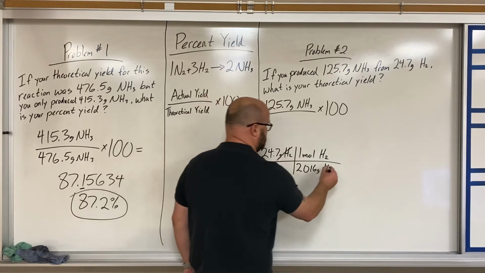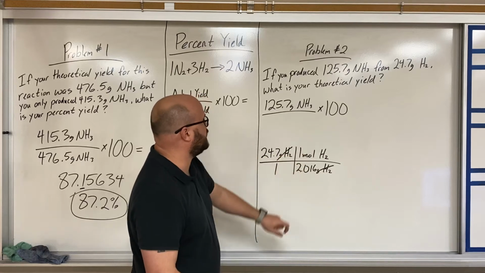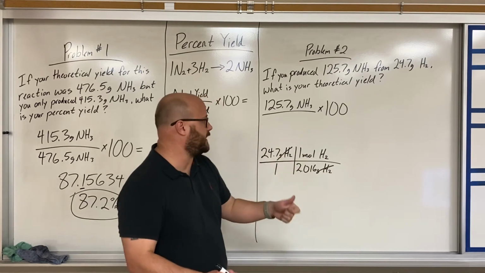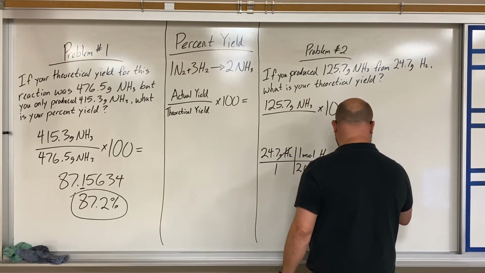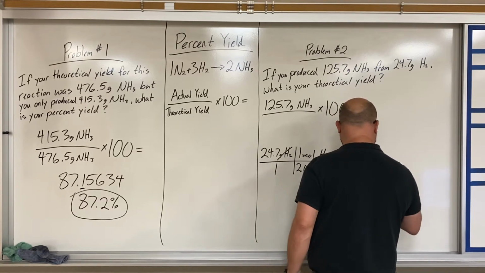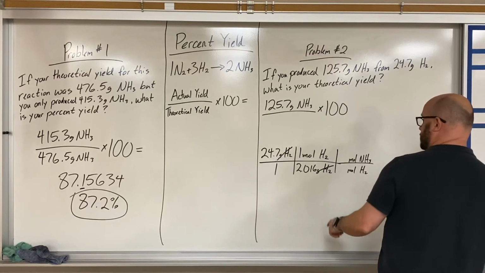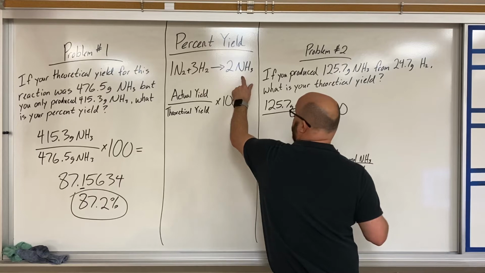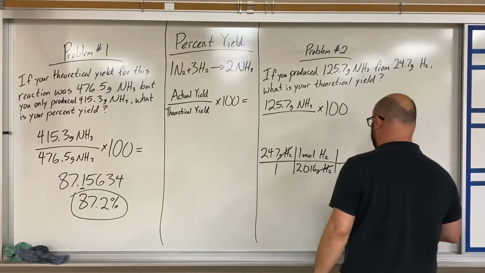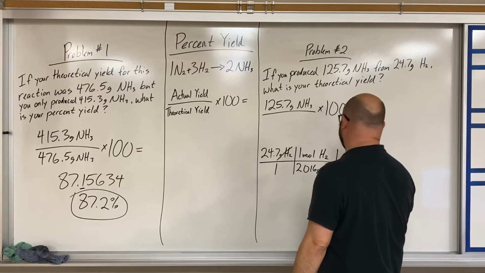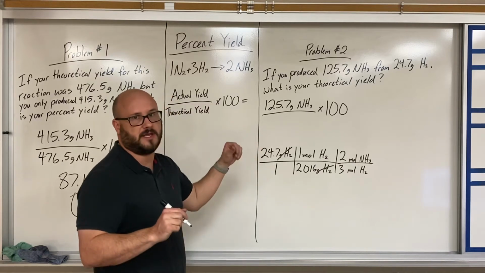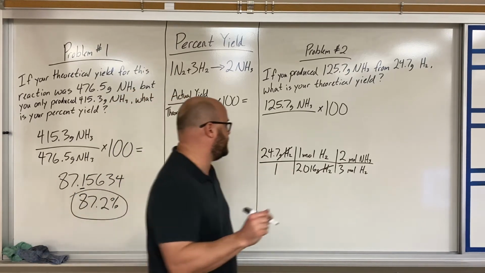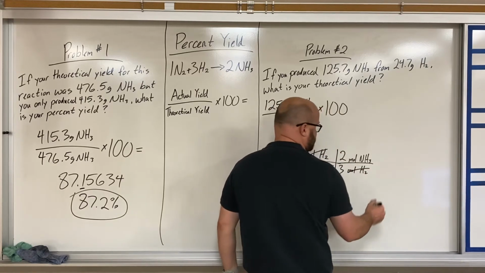Cancel out your grams. We don't want moles of H2 though, we want moles of NH3. So now we got to find moles of NH3. What's our mole to mole ratio? Hydrogen to NH3, so it's 3 to 2. So for every 3 moles of hydrogen, we have 2 moles of NH3. Almost there. Now we can get grams of NH3. Cancel out those moles of H2.